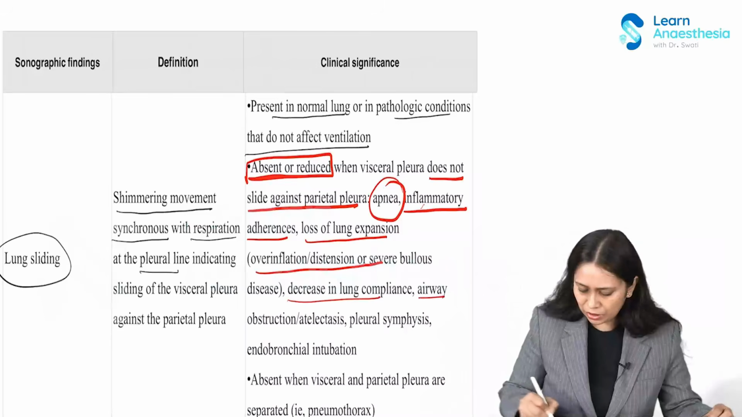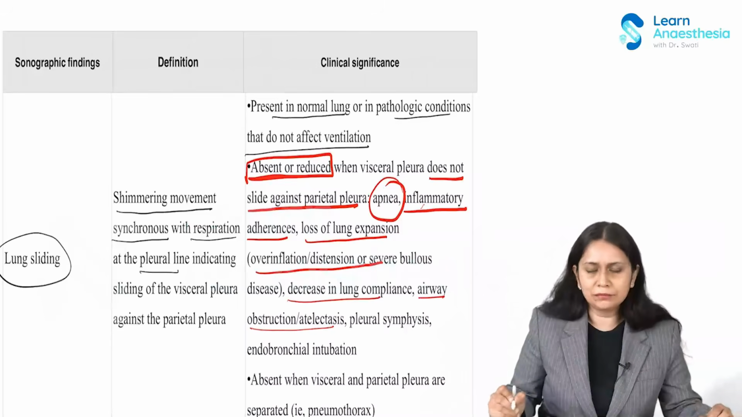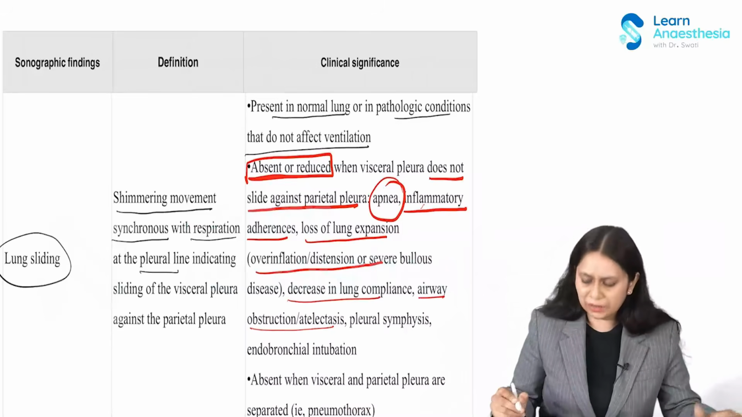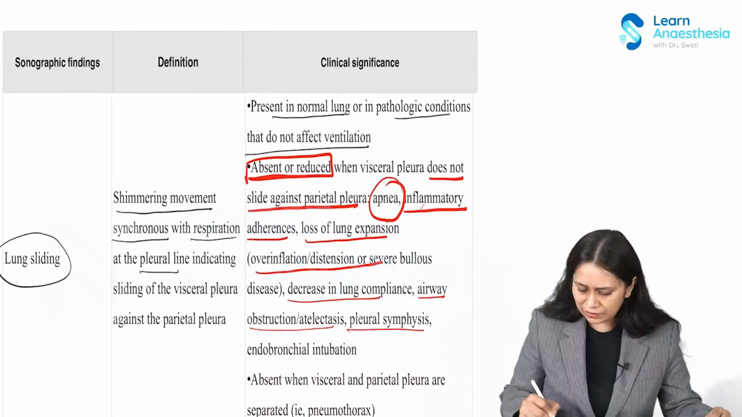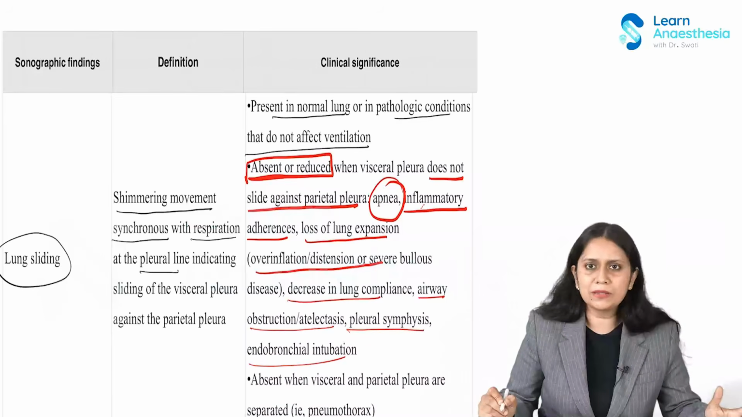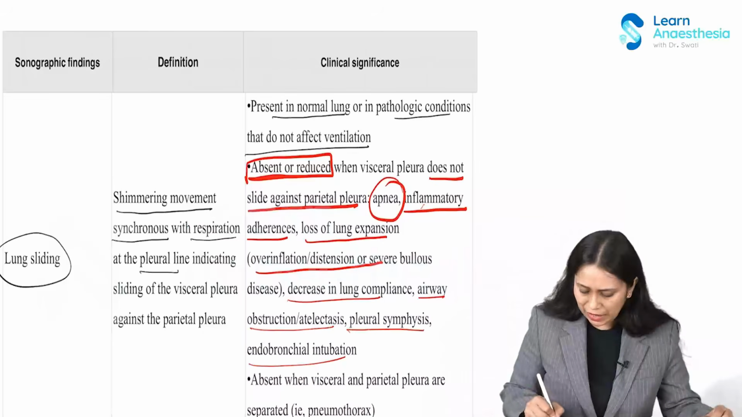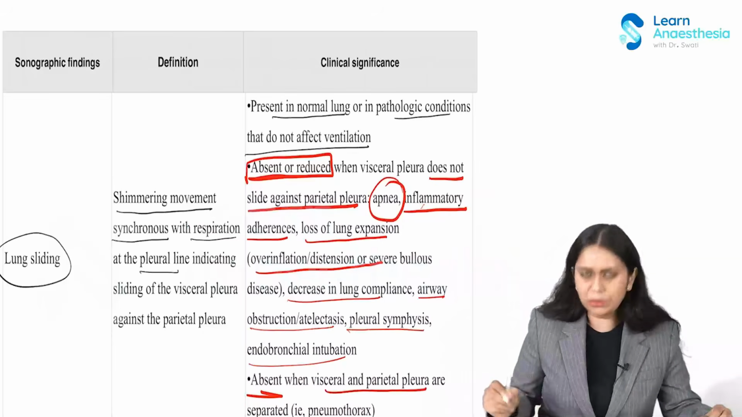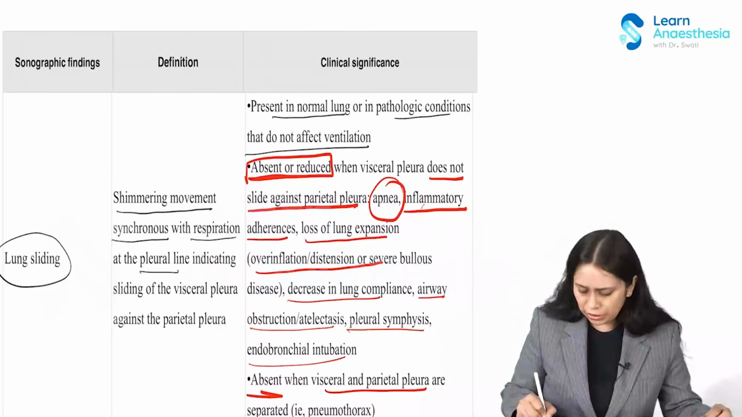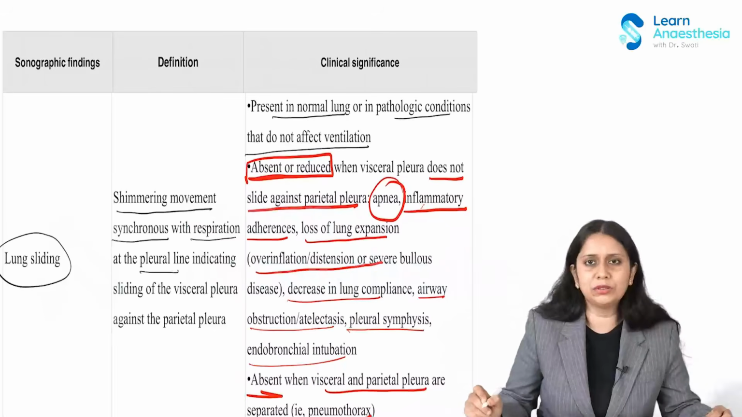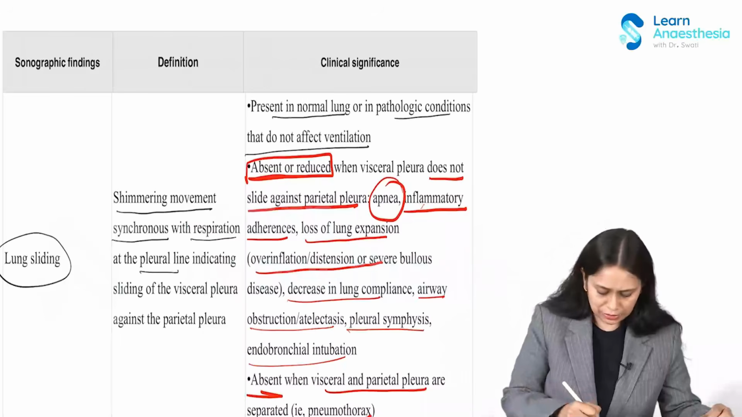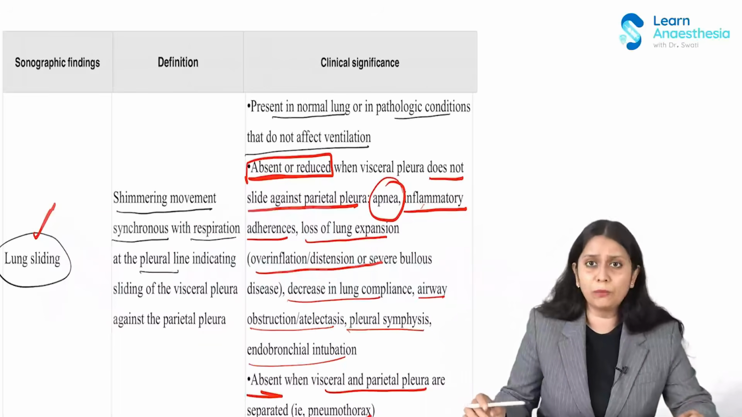Then airway obstruction or atelectasis, again that would affect the ventilation. Pleural symphysis and endobronchial intubation: on the opposite side, we will not get the sliding sign. It will be absent when the visceral and parietal pleura are separated as in pneumothorax, got it? So this is the lung sliding sign which we will normally see.